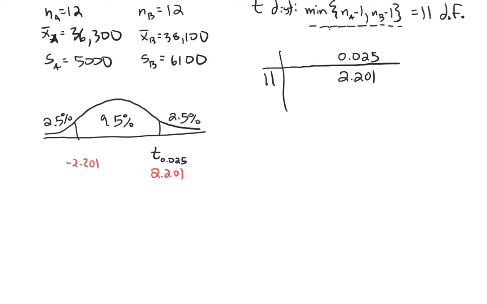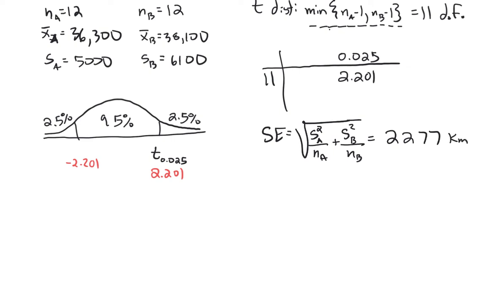We just need to calculate what the standard error is now. And looking at your flowchart, you find that the standard error formula is just the first standard deviation squared over the first population size plus the second standard deviation squared over the second population size. So that's going to be, and you can check this if you like, you get 2,277 kilometers. So that's our standard error in this case. Great.